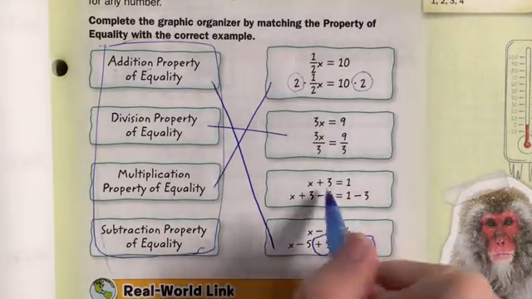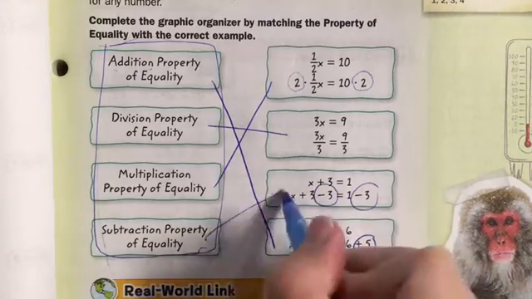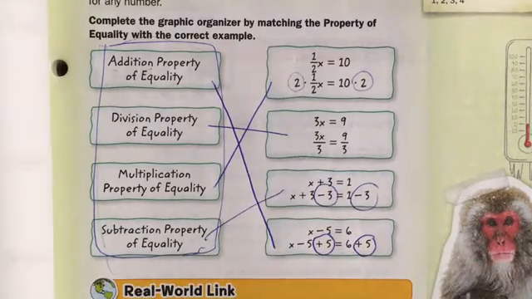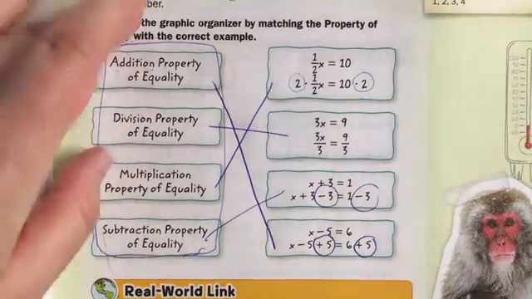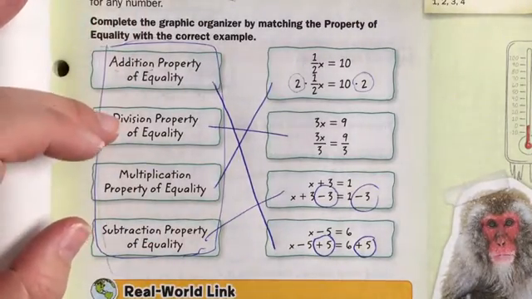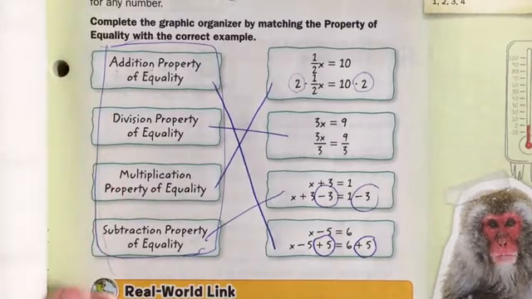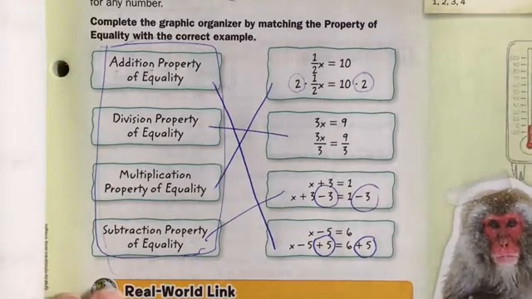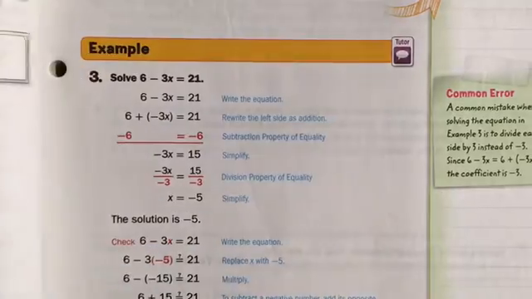And then the last one is where they subtract on both sides, so it goes like that. So whatever you do to one side, you have to do to the other. These are the properties of equality. So you can add and get the same thing, divide and get the same thing, multiply and get the same thing, subtract and get the same thing. And then we're going to skip this stuff down there.